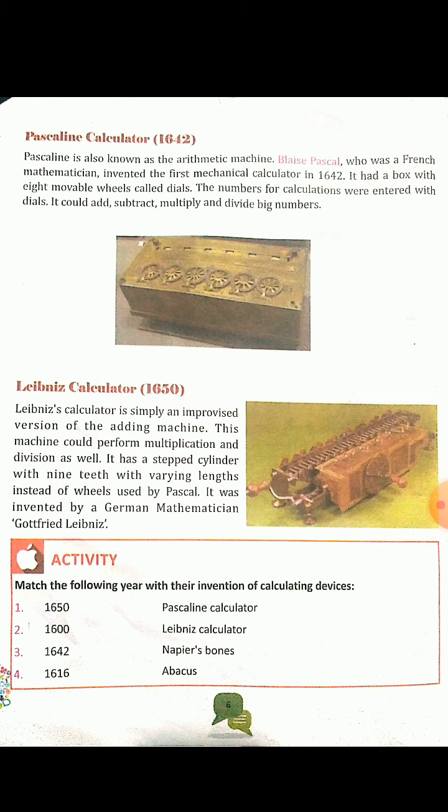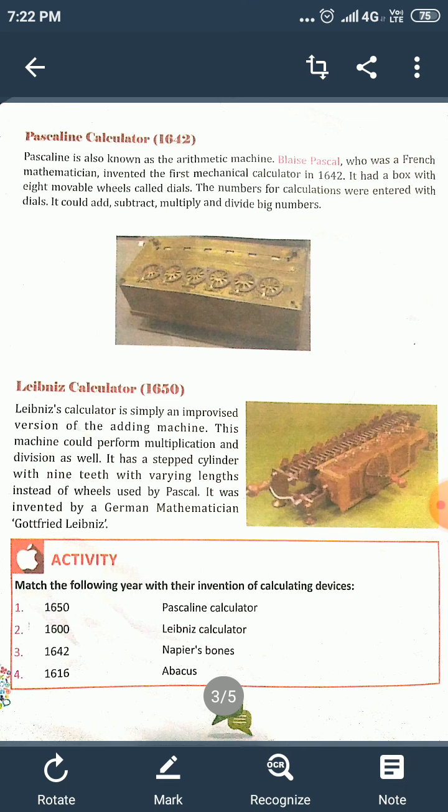It has a step cylinder with 9 teeth of varying lengths instead of the wheels used by the Pascaline. It is different from Pascaline. Pascaline has wheels, and this has a step cylinder with 9 teeth. Pascaline can perform addition and subtraction of big numbers only, and Leibniz calculator can perform addition, subtraction, multiplication and division also.